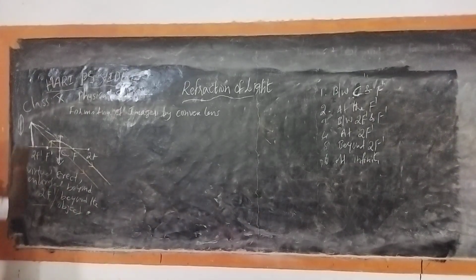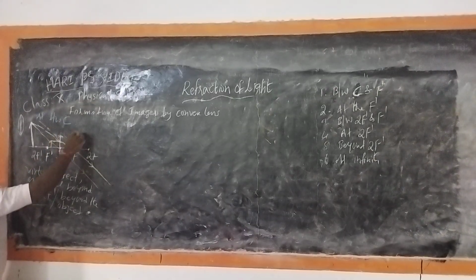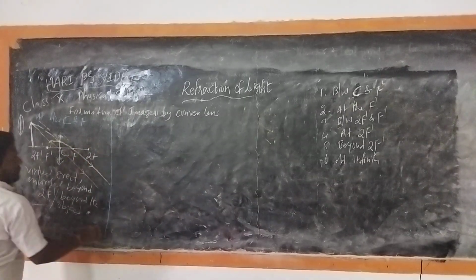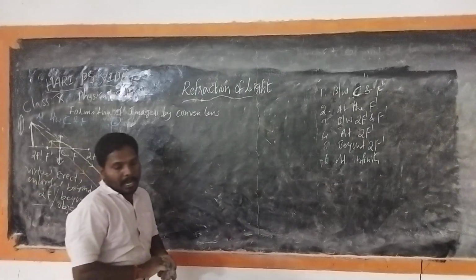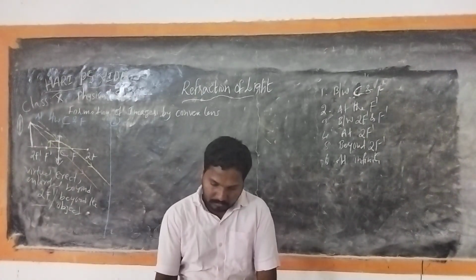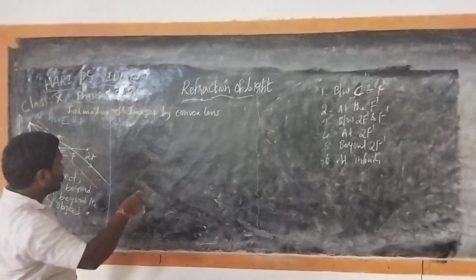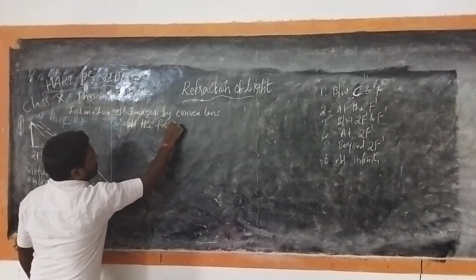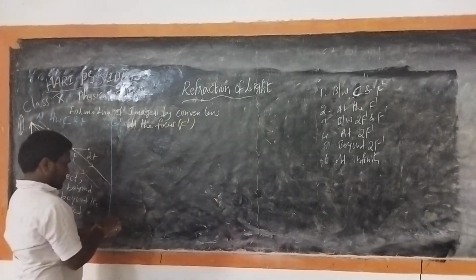So where? Between the optical center and the focus. This is the first one. Then the second case. What is the second case? At the focus. What will happen if the object is placed at the focus? At the focus, F dash.